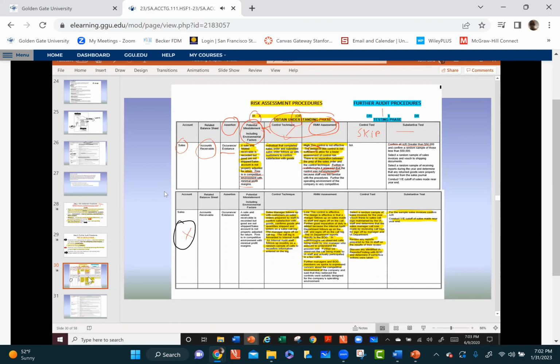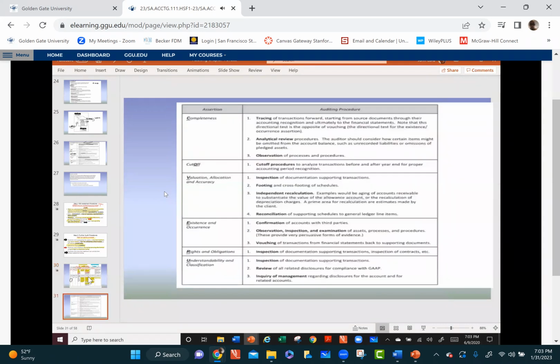Question? Okay, so again, guys, you line up, we already had this slide, and I'm going to go through every single assertion here. You line up the audit procedures with the assertions. Okay.